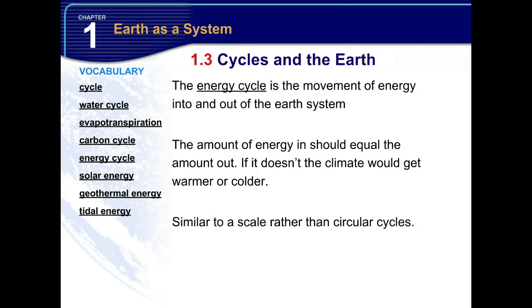Now, the energy cycle is the movement of energy into and out of the Earth's system. The amount of energy in should equal the amount of energy out. If it does not, then the climate could get warmer or colder, similar to a scale rather than the circular cycles. So it's like a balance. More going in means the temperature goes up. More going out means the temperature gets colder.